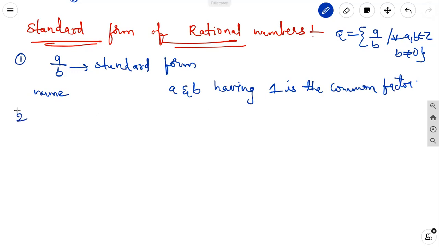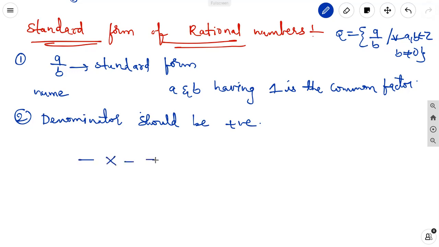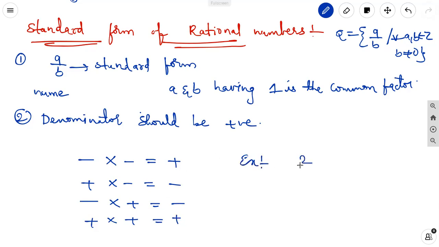The second condition is that the denominator should always be positive. If the denominator is negative, then you should multiply and divide by minus. We know the basic sign rules of multiplication: minus into minus is plus, plus into minus is minus, minus into plus is minus, plus into plus is plus. For example, 2 by minus 3 is there.